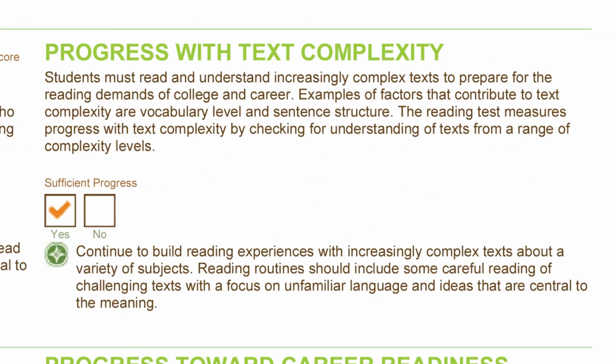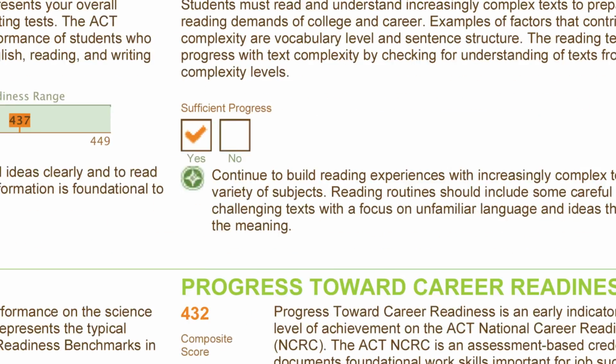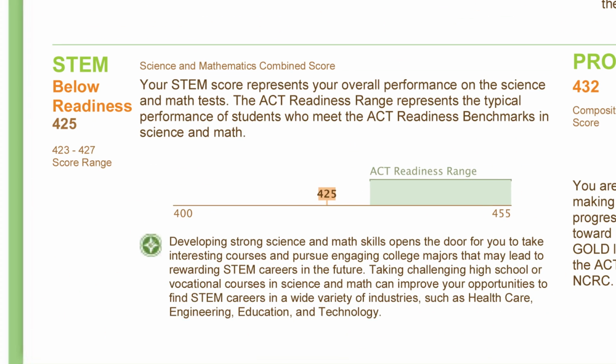Progress with text complexity. This shows whether or not the student is making progress toward understanding increasingly complex text to help prepare them for college and career. The STEM score is given if the student took the math and science portions of the ACT Aspire. For this student, their score did not fall within the readiness range. It was below the ACT predicted readiness range.